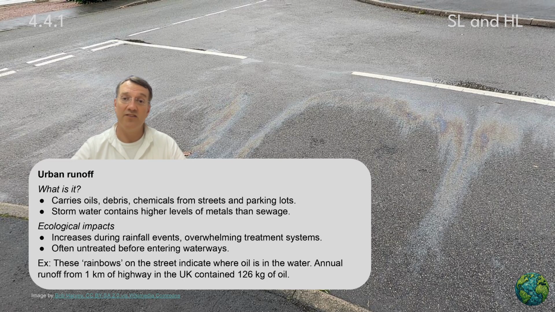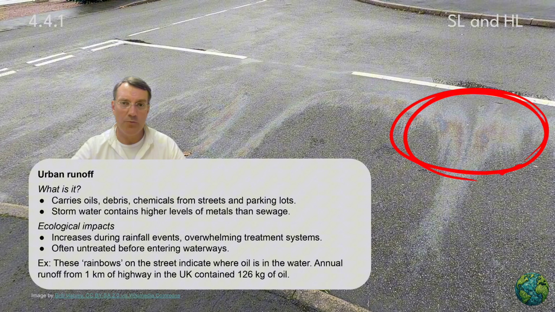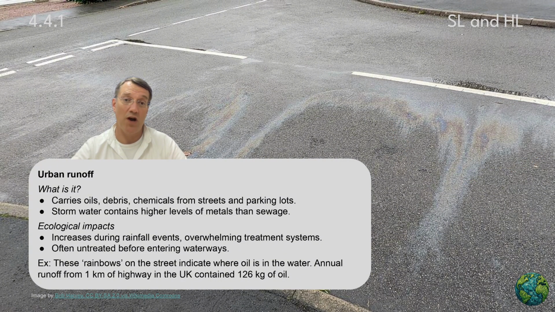Every time it rains in a city, water flows across the streets, parking lots, and the rooftops, and it picks up oil, debris, and chemicals along the way. That shimmering rainbow pattern you sometimes see on wet pavement, that's oil, and it's washing into storm drains and eventually into waterways. And here's something pretty remarkable. Stormwater often has higher levels of metals than sewage.